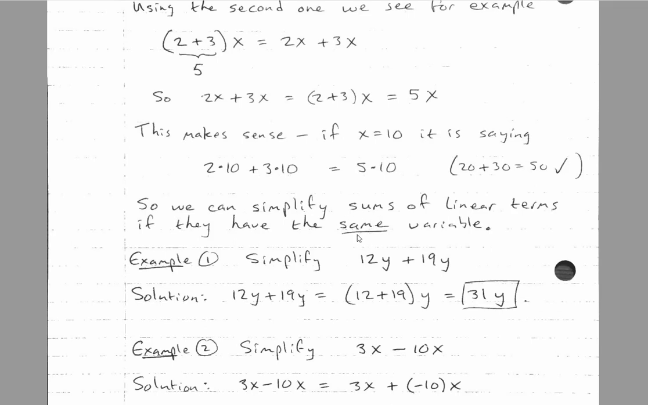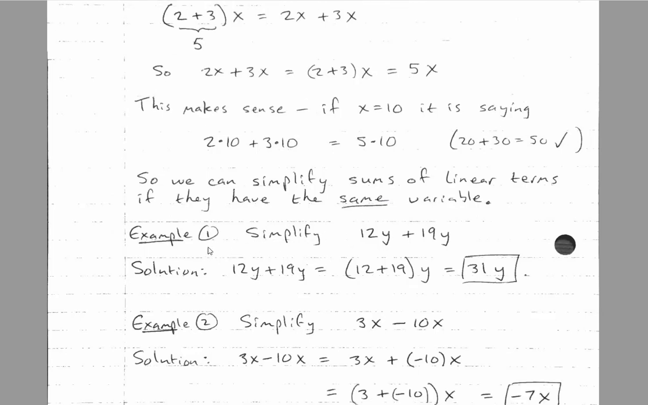And it works in general, but again, we have to be talking about the same variable. So here in example 1, simplify 12y plus 19y. And this time it's y's instead of x's, but it's the same idea. So 12y plus 19y is equal to 12 plus 19 quantity, that many y's, and that's 31y.